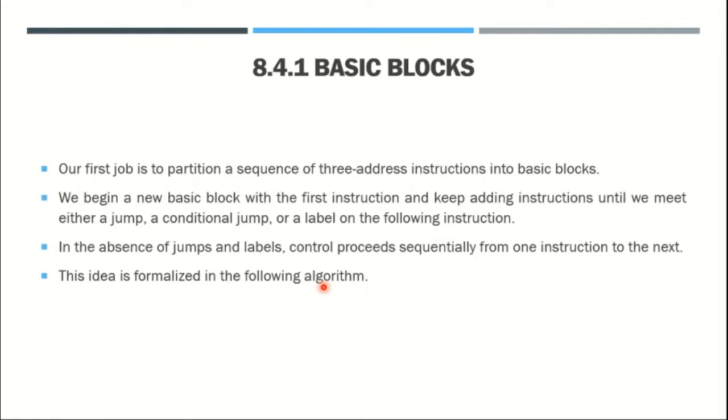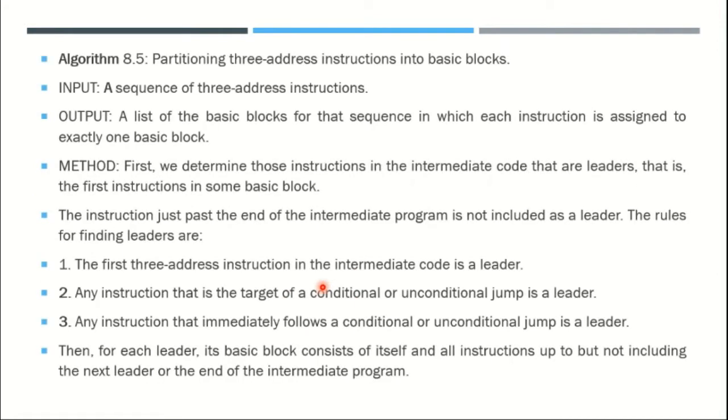To decide or construct basic blocks, we can use an algorithm for partitioning 3 address instructions into basic blocks. This algorithm has some input and some output, and we follow a method to convert the 3 address code into basic blocks. Here the input is a sequence of 3 address instructions, and the output is a list of the basic blocks for that particular intermediate code representation.